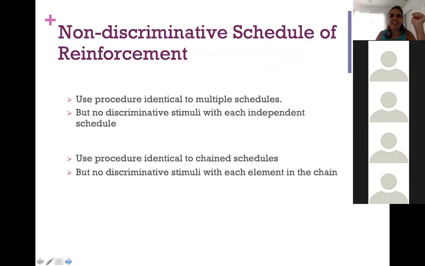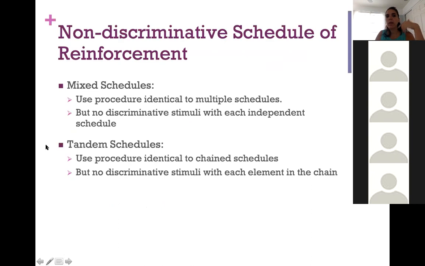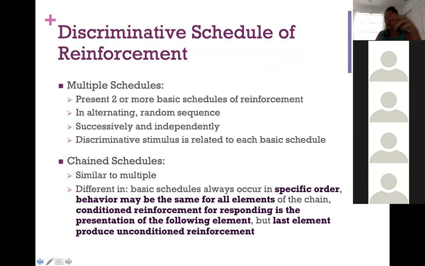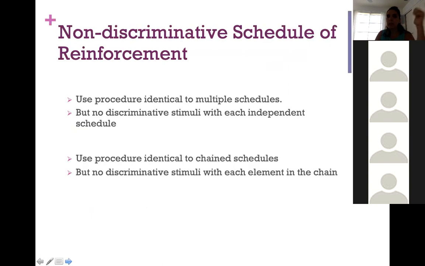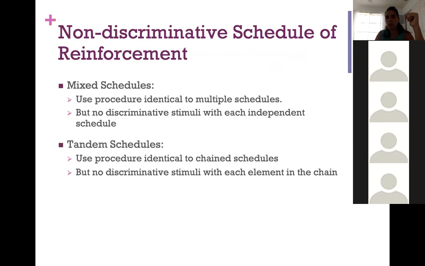We'll continue. Then we have the non-discriminative schedule of reinforcement. So we have also two under this one. We have the mixed and we have the tandem schedule. Mixed schedule uses a procedure identical to multiple schedules of reinforcement. Okay, remember what they were? Present two or more basic schedules, alternating, successively, independent, and for each they have a discriminative stimulus. That's for multiple, but for mixed, do we have a discriminative stimulus for each independent schedule? No. Okay, we don't have discriminative stimuli.